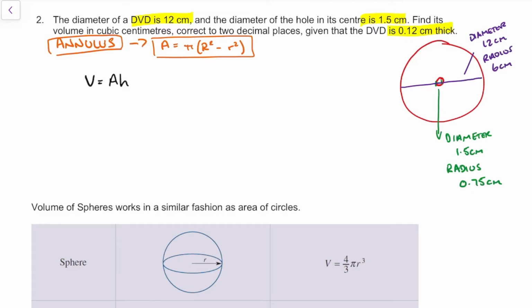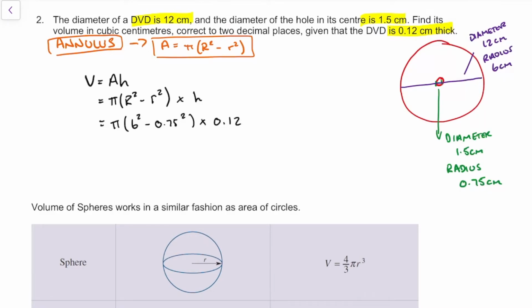Let's fill in what we need. So we need that area. That area is pi, big radius squared minus the little radius squared, all multiplied by h. So we have our pi. The big radius was 6 centimeters. That little radius 0.75 centimeters, all times 0.12.